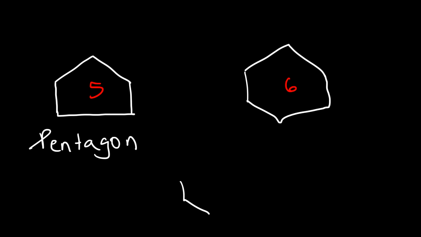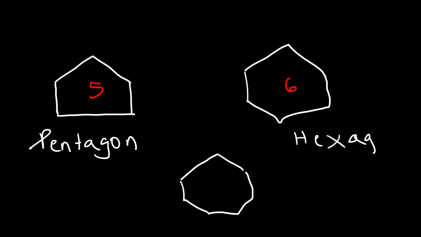Now let's move on to a five-sided figure. What do you think the name of a five-sided polygon is? What would you say? A five-sided polygon is known as a pentagon. Now what about a six-sided polygon? How can we call that? What's the name for that? A six-sided polygon is called a hexagon.